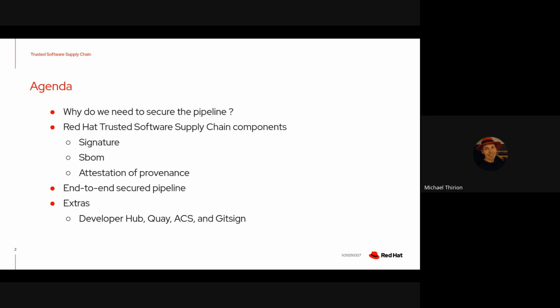The two products that will be the focus of today's presentation are Trusted Artifact Signer and Trusted Profile Analyzer. Although it's not the focus, we will also say a few words about Quay, ACS, Advanced Cluster Security for Kubernetes, Git Sign, Developer Hub, a few other products that are satellite to the main ones of today's presentation.